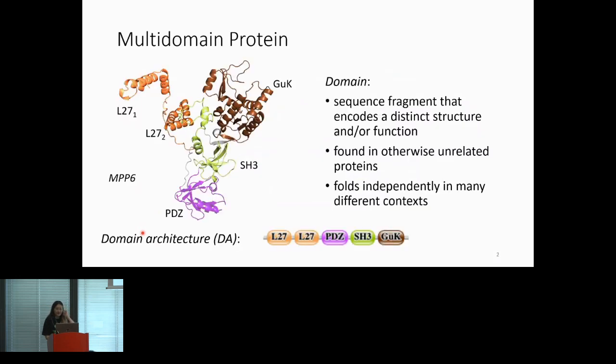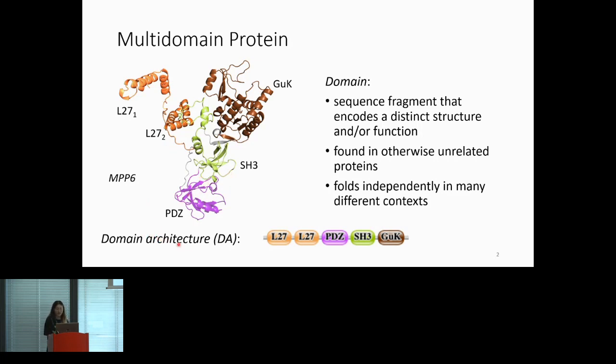So what are multi-domain proteins? Multi-domain proteins are mosaics of structural functional units called domains. And domains are sequence fragments that encode a distinct structure or function. Domains are found in otherwise unrelated proteins, and they can fold independently in many different contexts. For example, the protein MPP6 has 5 domains, and they appear here all as separate folds.